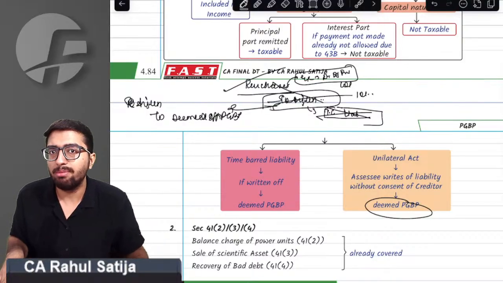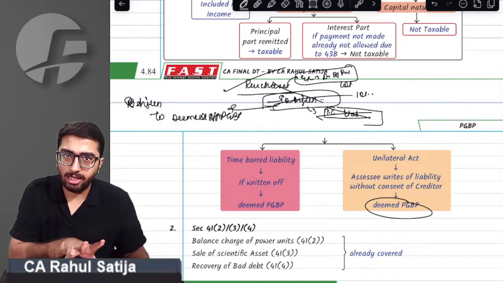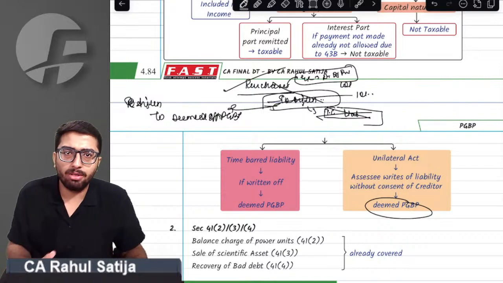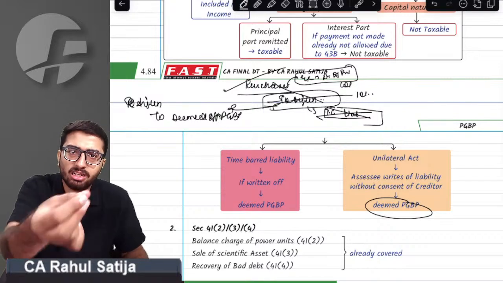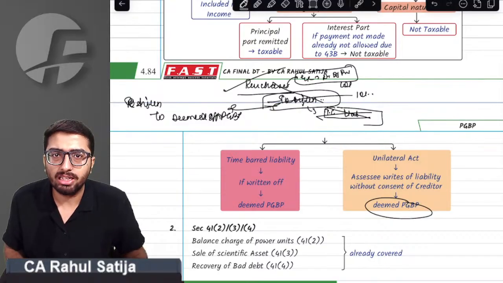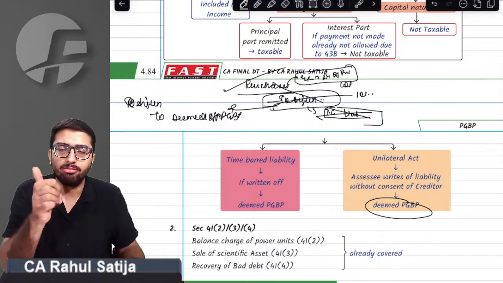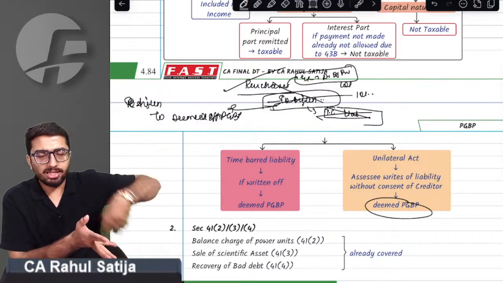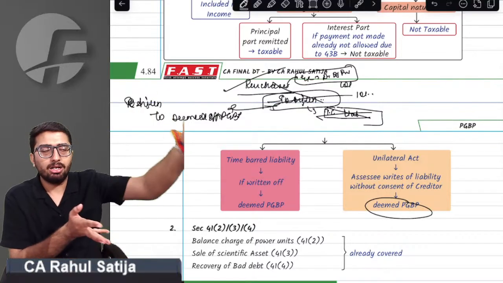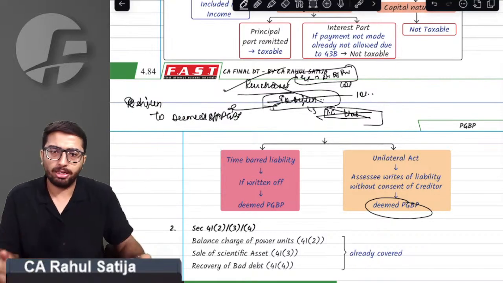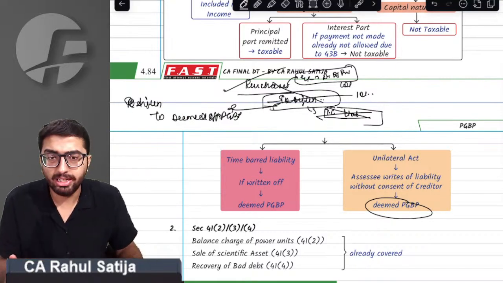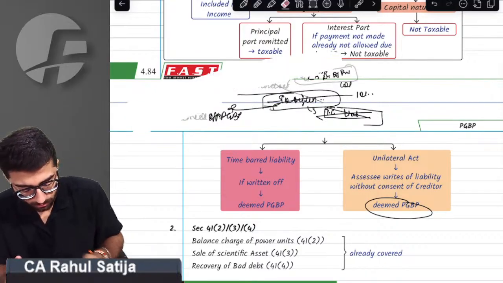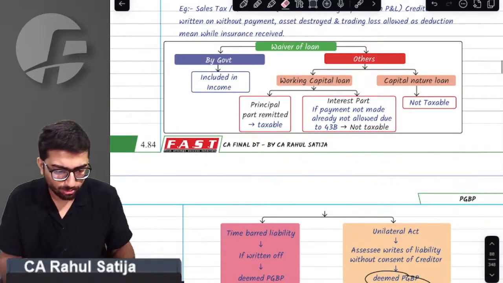So, sir, such things become deemed PGBP. If you have any kind of trading liability which either ceases to exist, or which is not payable, or is remitted, or refunded, in such case it is called deemed PGBP. We have a trading liability which ceases to exist, is remitted, is refunded, or is not required to be paid. It's called deemed PGBP. So we got this point.